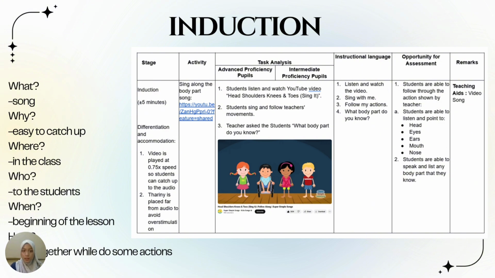So the differentiation and accommodation that I decided to put at the induction set is, first, the video is played at 0.75 speed so that students can catch up to the audio. What I observe is that when the video is played at normal speed, students cannot catch up to the speed of the video.